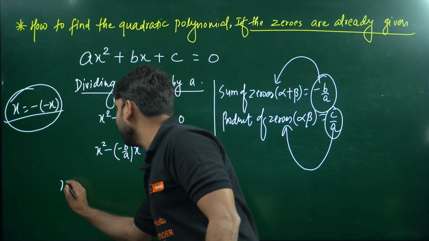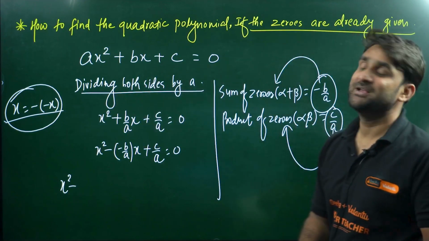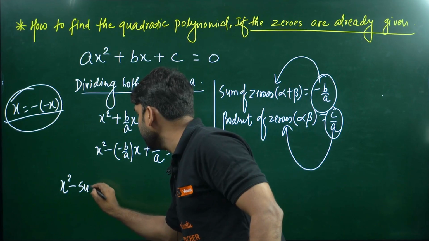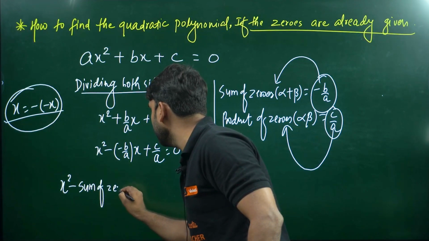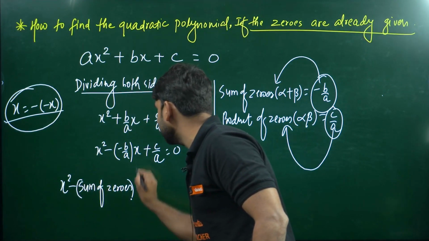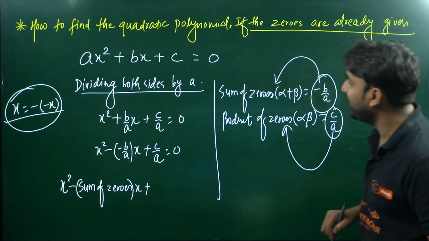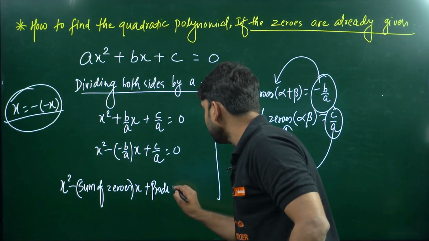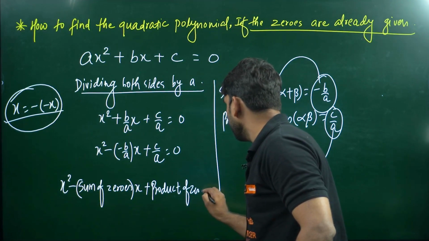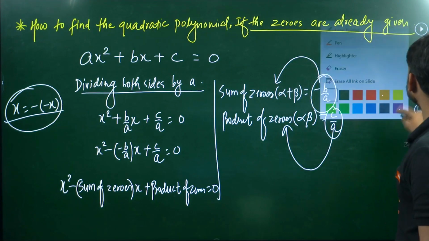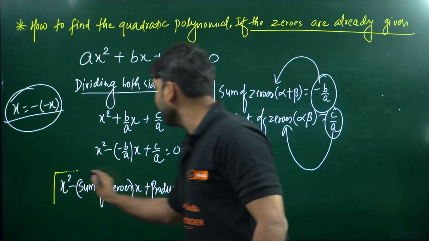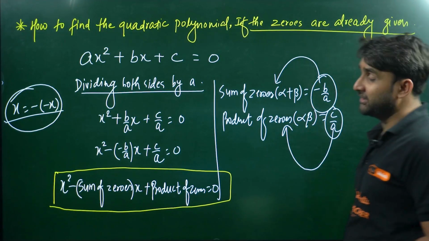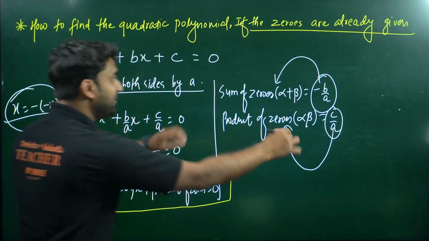So it will become x square minus b by a, minus b by a is equal to the sum of zeros. So we can write here sum of zeros, and this x will remain in multiplication form, plus c by a is equal to the product of zeros. So we can write here product of zeros equal to 0, and this is a very, very magical formula. This formula will give you the quadratic polynomial whose roots, whose zeros are given to you.